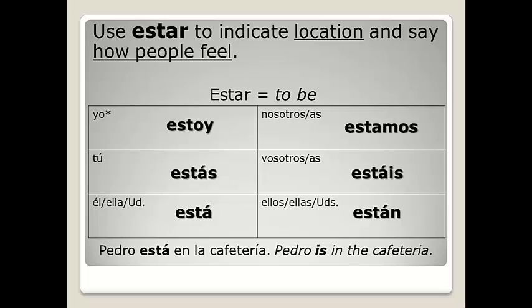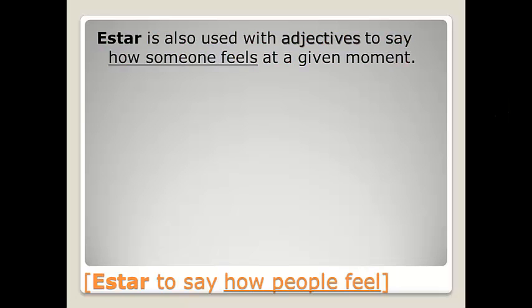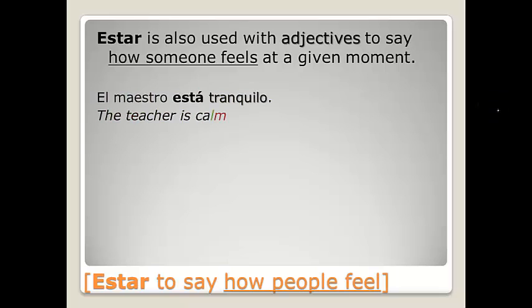Pedro is in the cafeteria. We use estar in this case because we're talking about a location, so somebody being in a certain place. So we use estar with adjectives to say how someone feels at a given moment. For example, el maestro está tranquilo. The teacher is calm. Or las chicas están cansadas.